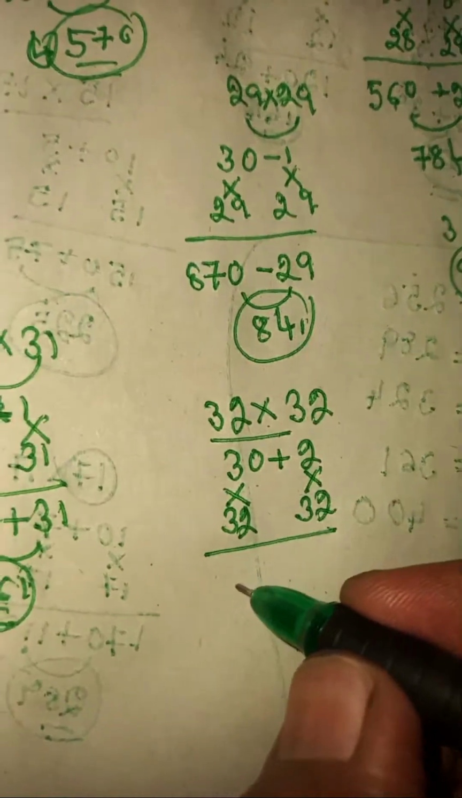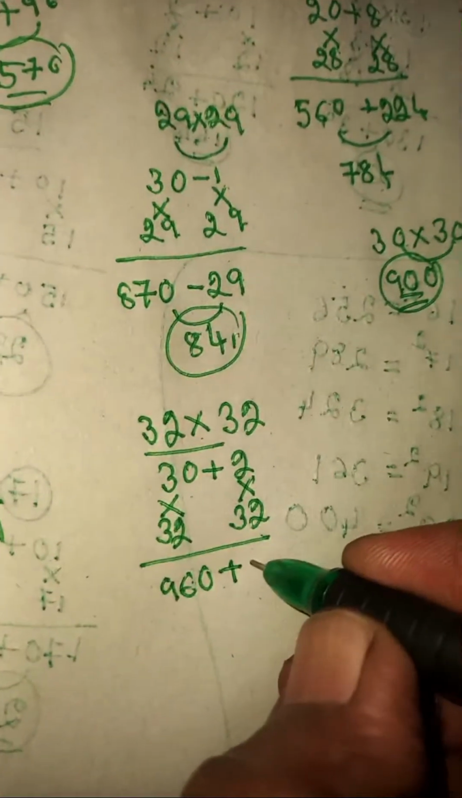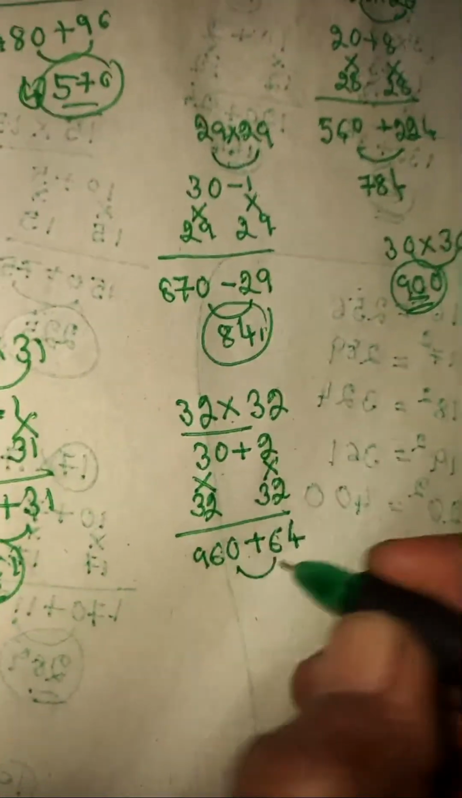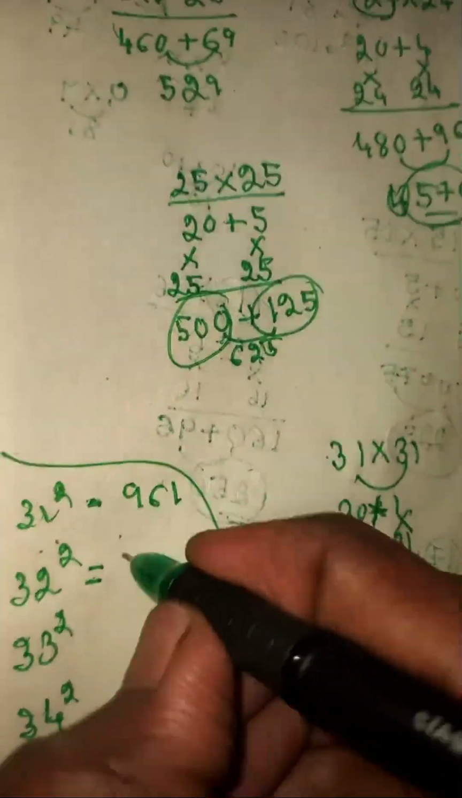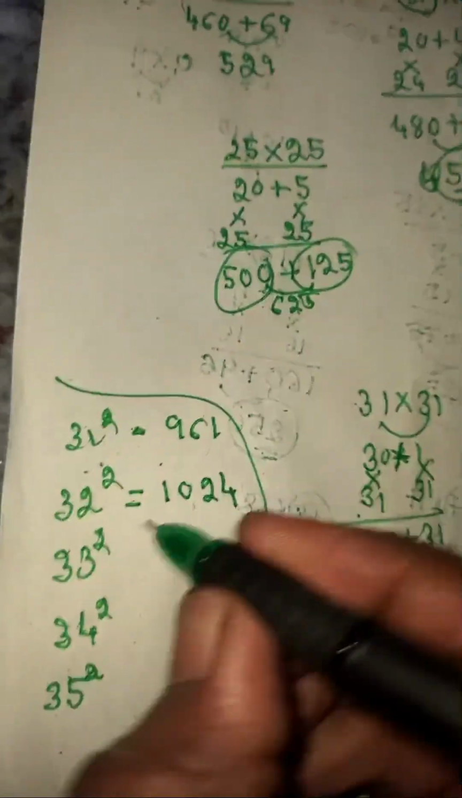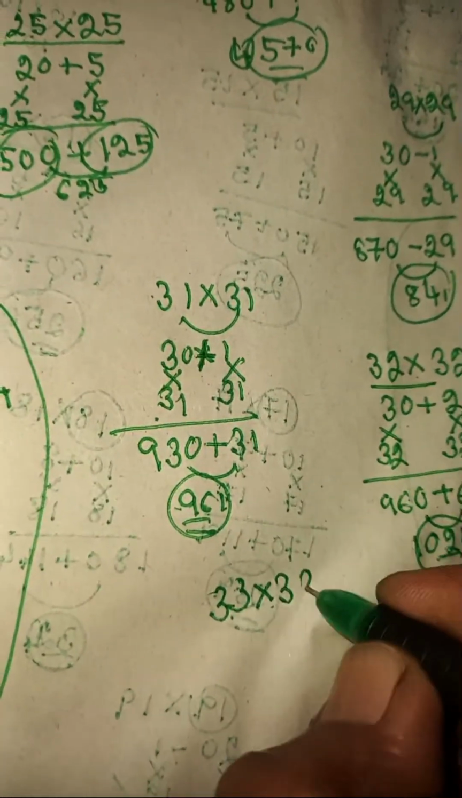32 times 3 is 96, so it is 960, plus 32 times 2 is 64. 960 plus 64 is 1024. This is completely equal to 1024. And now 33 square, that is 33 times 33.